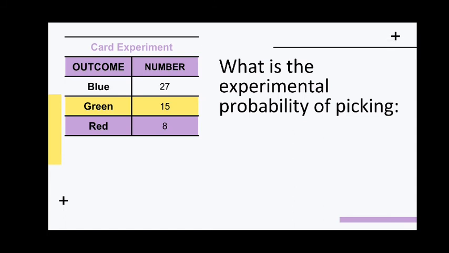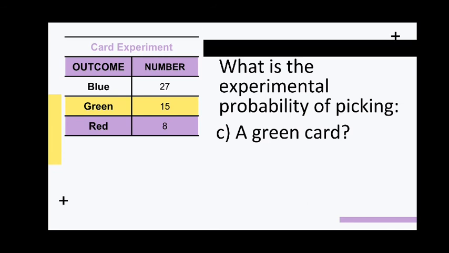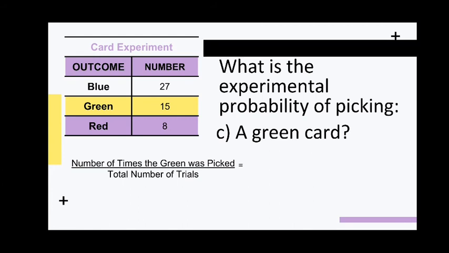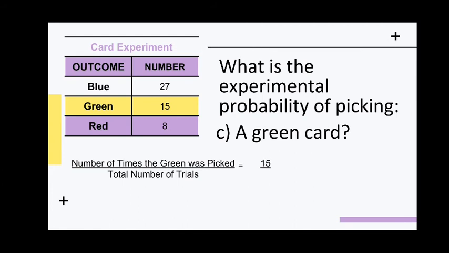For the next one, what is the experimental probability of picking a green card? So this time, we need to know the number of times a green card was picked over the total number of trials. Based dun sa table, ang number of times the green was picked ay equal to 15 over, so i-add pa rin yan. So that's equal to 50 pa rin, of course.